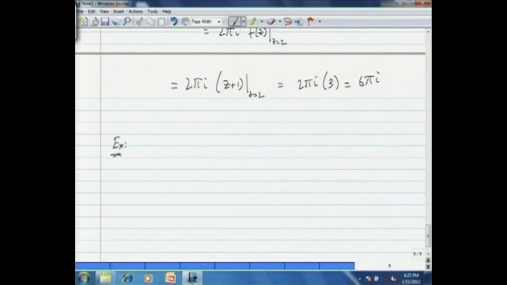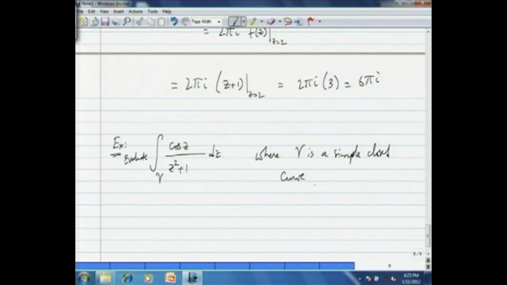Let us see another kind of computation of this sort. Evaluate the contour integral of cos z divided by z squared plus 1 dz over gamma, where gamma is a simple closed curve, smooth let us say, oriented in the positive sense, lying in the upper half plane.